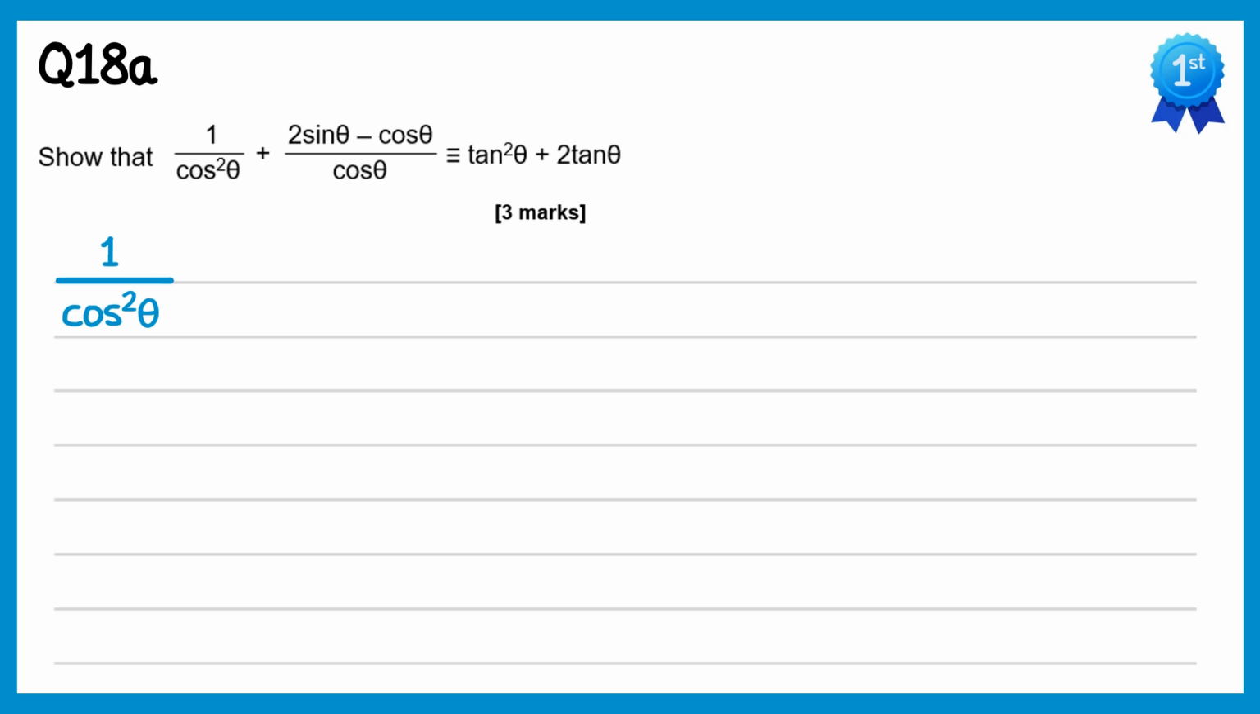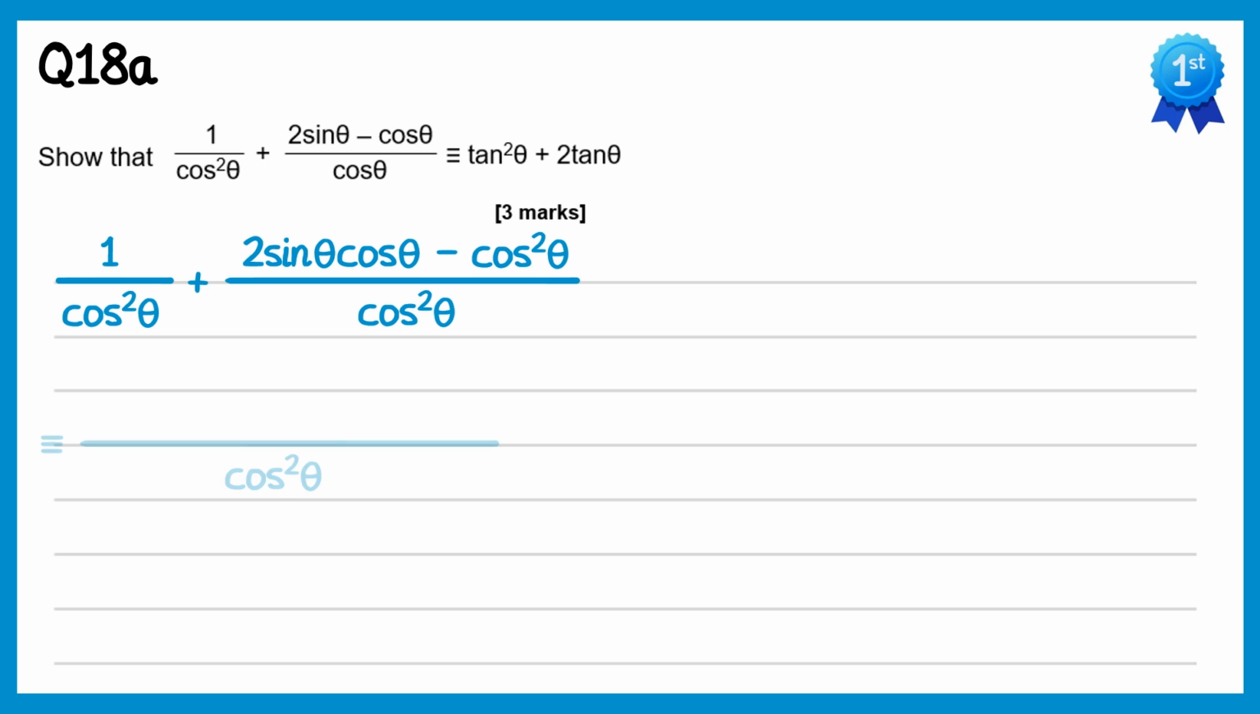This will mean my denominator is cos squared theta, which means I can add the fractions together, since they'll have a common denominator. So if we multiply by cos theta on the top, we get 2 sine theta times cos theta, and then also minus cos theta times cos theta, so minus cos squared theta. And on the bottom there's a cos theta, but that's also multiplied by cos theta, so cos squared theta. And you can now see both fractions have the same denominator, so we can write them as one single fraction, which is 1 plus 2 sine theta cos theta minus cos squared theta over cos squared theta.